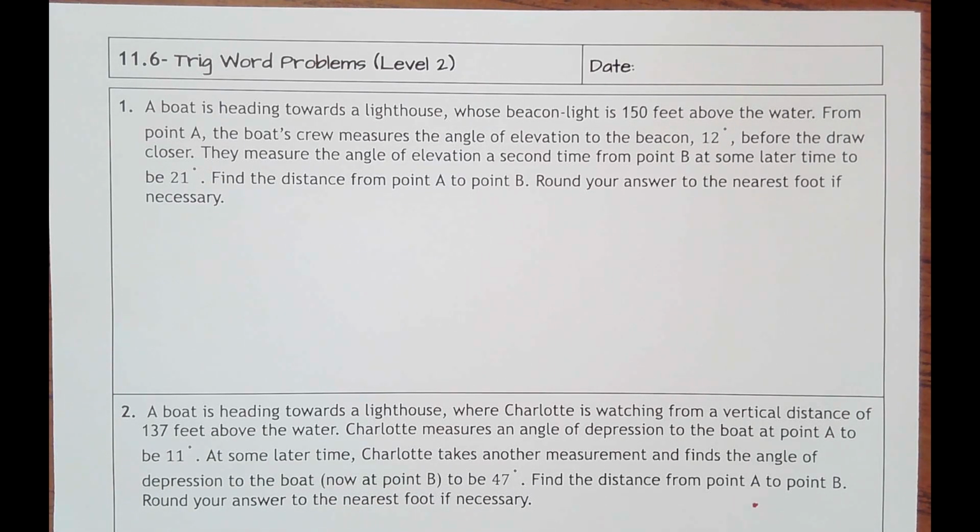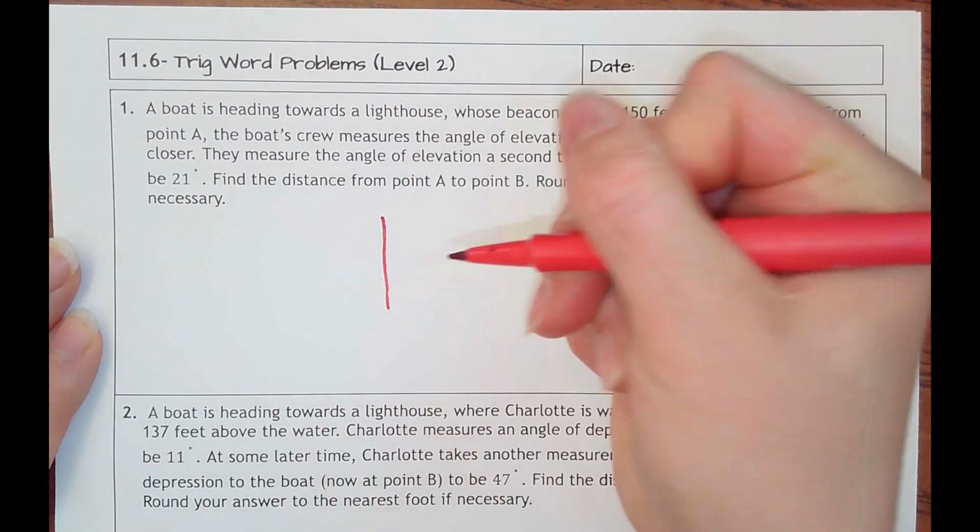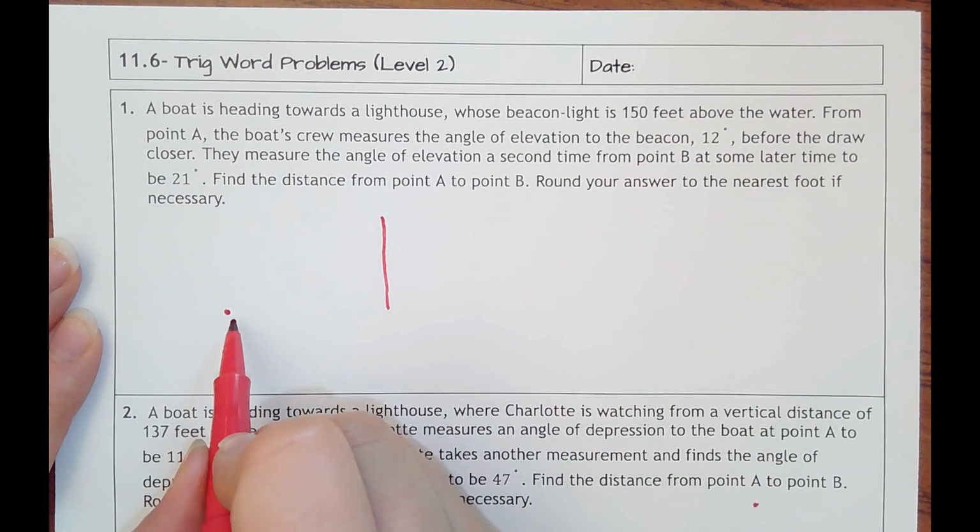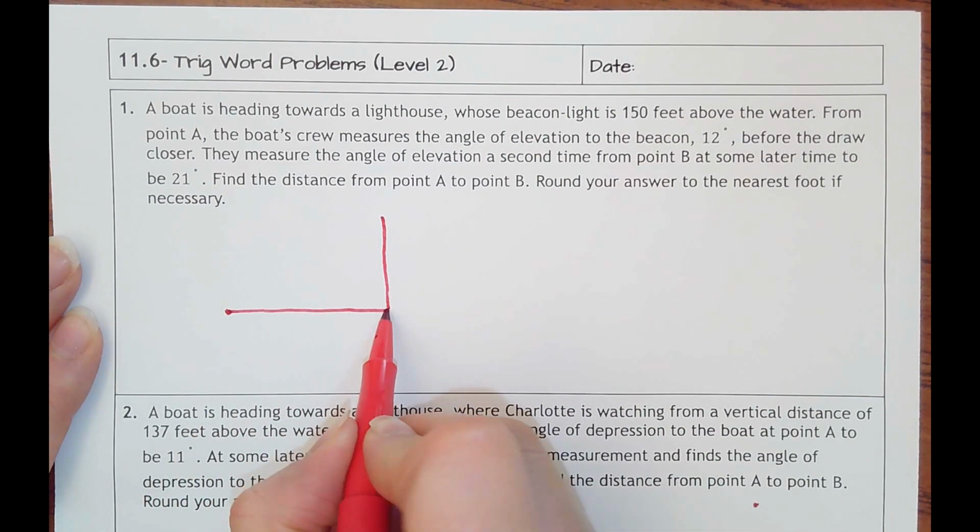11.6 is trig word problems again, but level 2, they get a little bit harder. We're going to have two triangles put together here. It says a boat is heading towards a lighthouse. So picture that. You've got some lighthouse, which is going to be a vertical, and you've got some boat. It's going in towards the lighthouse.